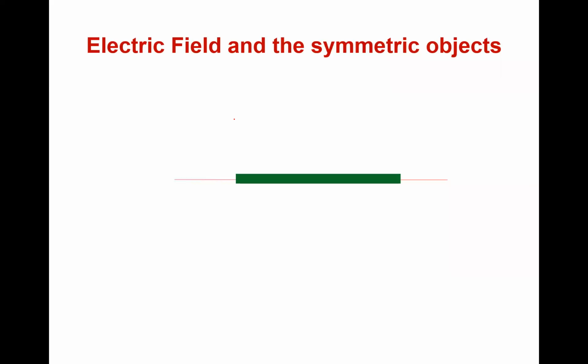Here, in this example, we have this rod which has a charge density lambda and is positively charged, equal to Q. As you know, this rod has a length L. The y-axis passes through the center of this object, in the center.